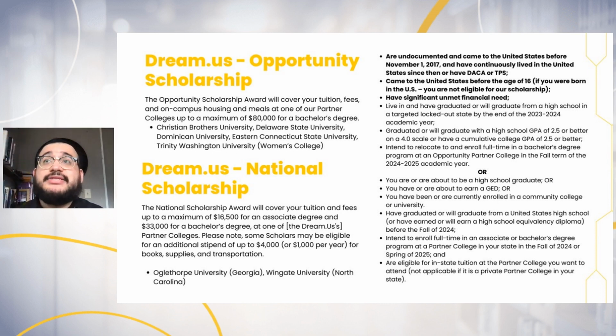Off on the right-hand side, you'll see the long list of requirements. The things that apply to both are in bold. So the first 3 points are that you be an undocumented student who came to the U.S. before November 1st of 2017 and have continuously lived in the U.S. since then, or have DACA or TPS, and that you came to the United States before the age of 16. It's important to note, like I've mentioned, if an opportunity is not for you, please don't apply. In this case, if you are a U.S. citizen, this opportunity is not for you, even though you've been here since the age of 16.